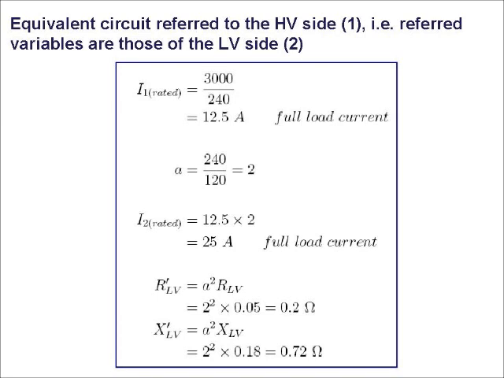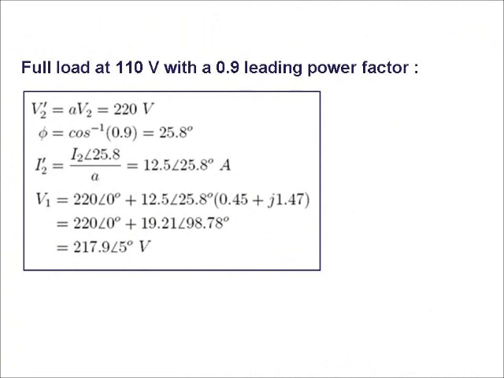Your turns ratio is 240 divided by 120. So your rated value for I2 will be twice that, 12.5 multiplied by 2, 25 amps. So here we can calculate the RLV prime as a squared RLV, so 2 squared, 4, multiplied by 0.05, it's 0.2 ohms. The XLV prime is a squared XLV, so 4 multiplied by 0.18, 0.72 ohms. If you have your transformer at full load at 110 volts and 0.9 leading power factor, that means your V2 prime will be 220, 2 multiplied by 110.